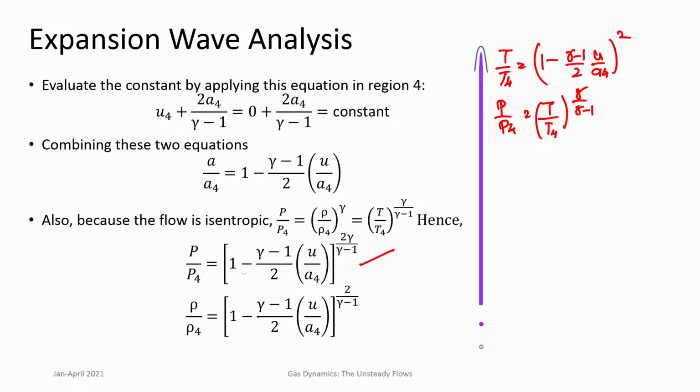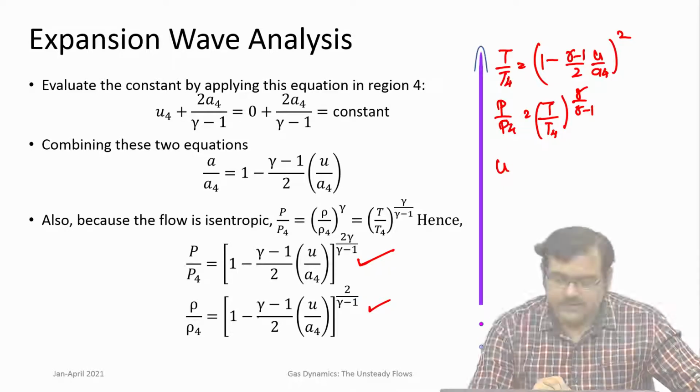P by P4 is 1 minus gamma minus 1 by 2 U by A4, to the power 2 gamma by gamma minus 1. Similarly, you get rho by rho 4. So now we have the solution for pressures and temperatures in terms of U. And A4 is a constant here, the initial condition. Now, how do we relate U?